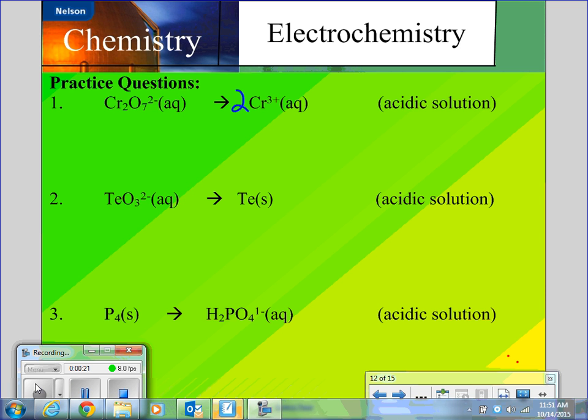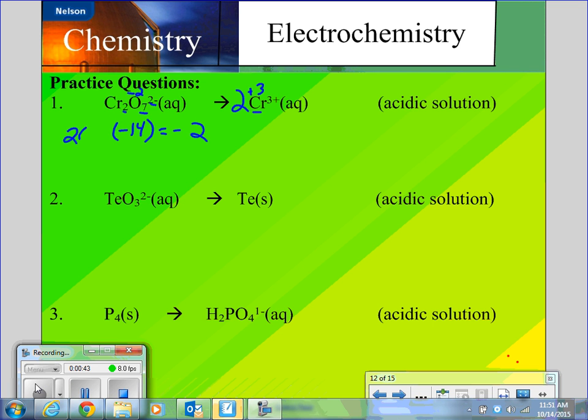Okay, so if we take a look at the basic ones first, chromium 3+, this is a monoatomic ion. So the oxidation number is the same as the charge, it's +3. Oxygen is -2. So here, 7 times -2 gives me -14 for the oxygens. And I want the net charge to equal -2.